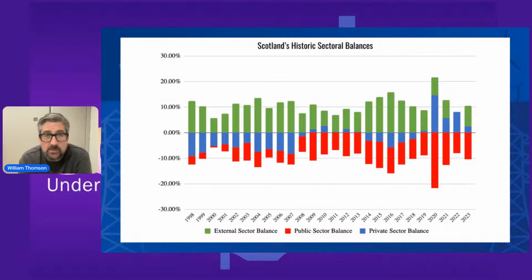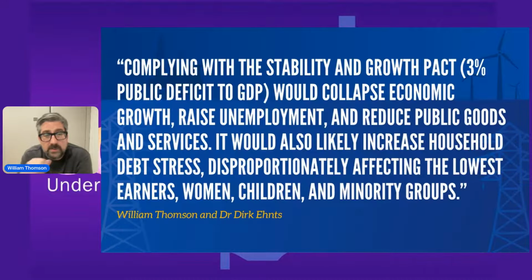Now, that's probably a little bit shocking, but this is what we came up with, and it's the inevitable conclusion from that. Complying with the Stability and Growth Pact, which is the 3% public deficit to GDP, would collapse economic growth, raise unemployment, and reduce public goods and services. It would also likely increase household debt stress, disproportionately affecting the lowest earners, women, children, and minority groups.